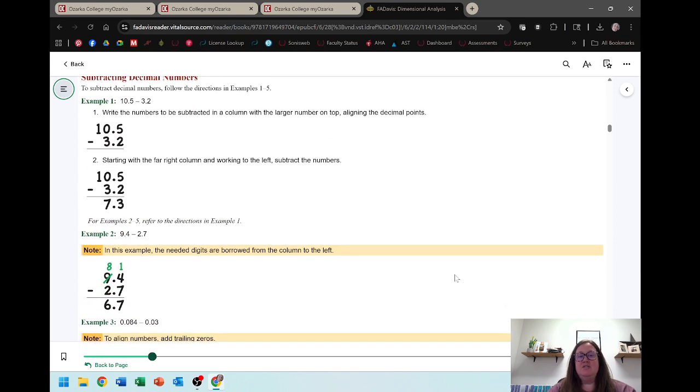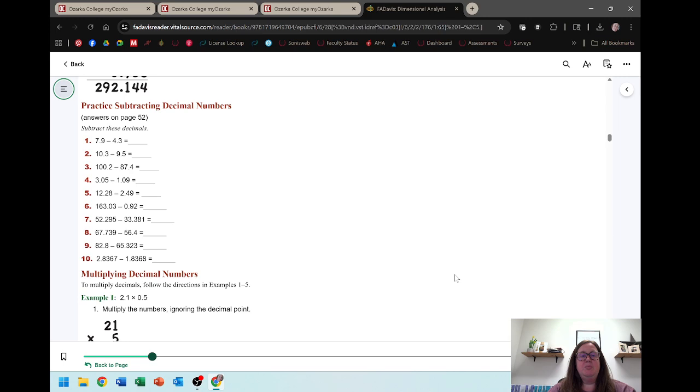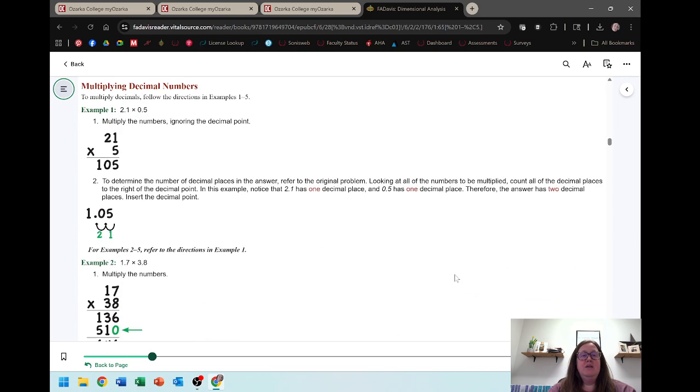Subtracting decimal numbers, same thing. Keep those decimal points aligned so you don't lose your place values. Multiplying decimal numbers, we ignore the decimal point when we're lining them up to multiply.